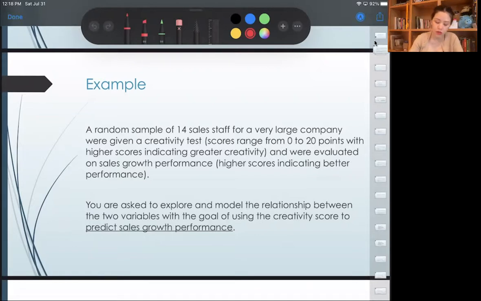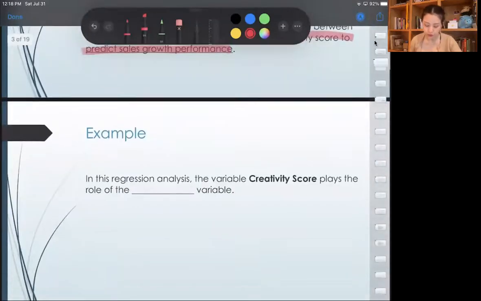Okay. So here, notice that I underline predict sales growth performance, right? Using creativity score to predict sales growth performance. Okay, I'll tell you why I do that. Right. Okay, in this regression analysis, the variable creativity score played the role of blank variable.